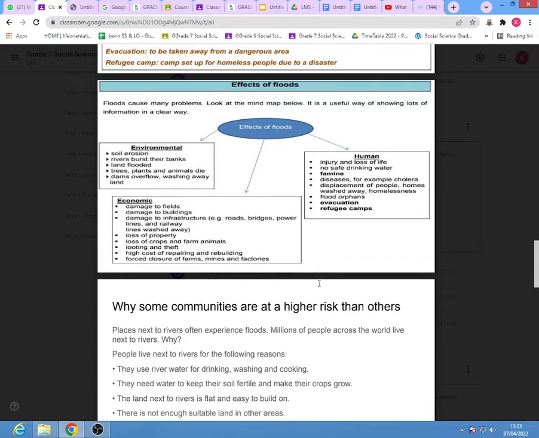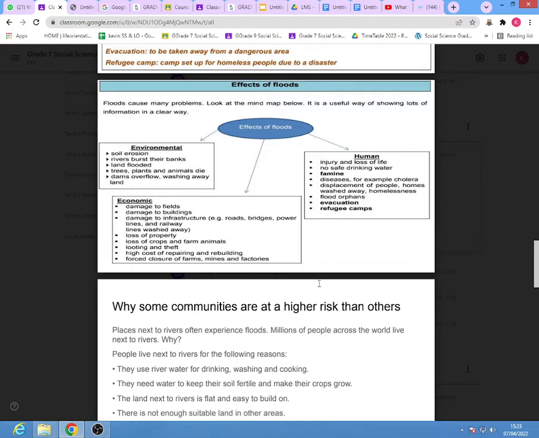What happens to the economy? So the economy, we're talking about money, right? So if there's damage to the fields, it means all the crops would have been destroyed. So it means the farmers who invested their money in the fields are not going to get anything from it. So they would have lost money. There's damage to buildings. The country has to rebuild those buildings again from scratch. There's damage to infrastructure. You're talking about your roads, your bridges, your power lines, your railway lines. There's loss of property, it can be your house, your cars. There's loss of crops and farm animals.